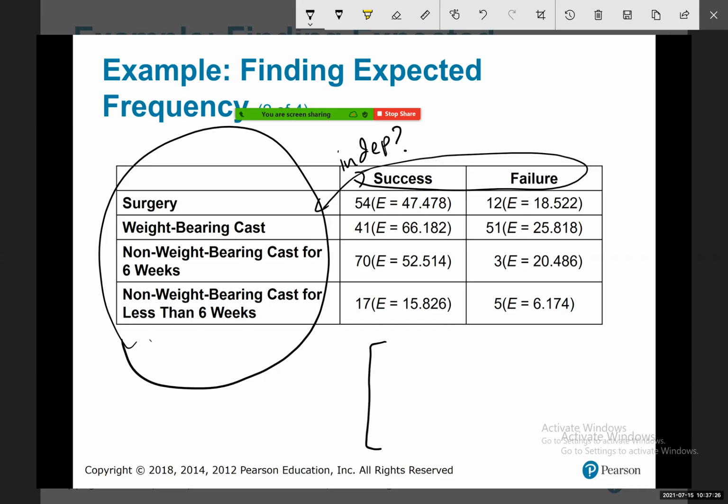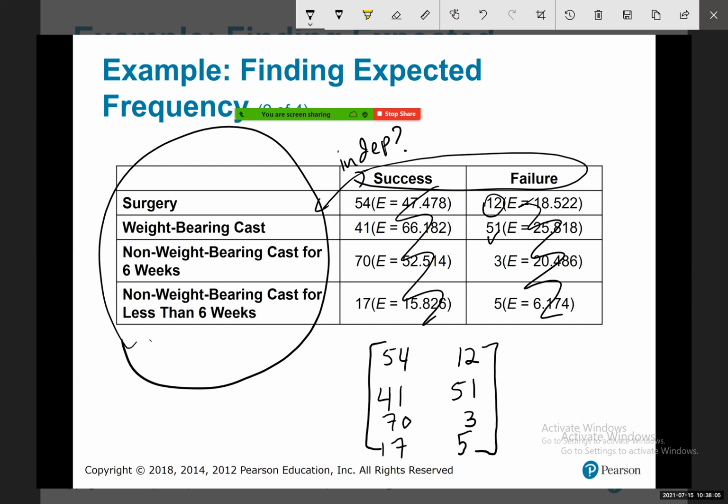So, what do you have? I'm going to just write it nicely here. You observe that 54 surgeries were success, 12 surgeries were failure. 41 weight bearing cast was success, 51 not. 70 non weight bearing for 6 weeks was success, 3 not. 17 less than 6 weeks was success, and 5 not. So this is just given. Forget about the expected. We don't calculate it. It's going to calculate it for us.